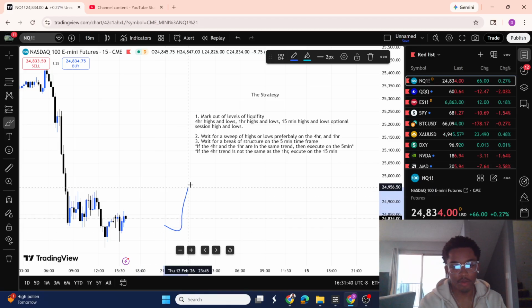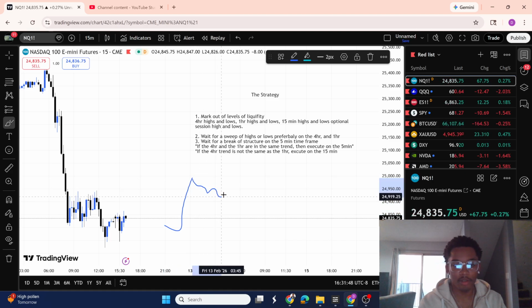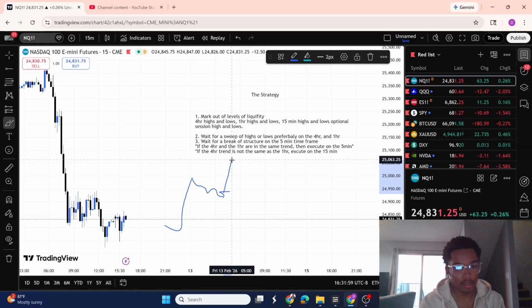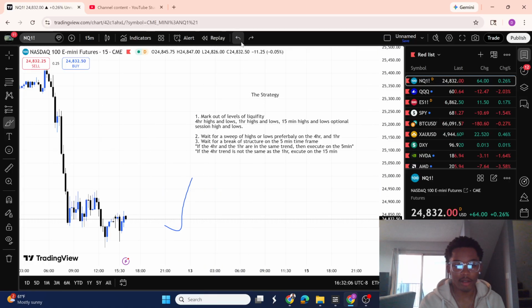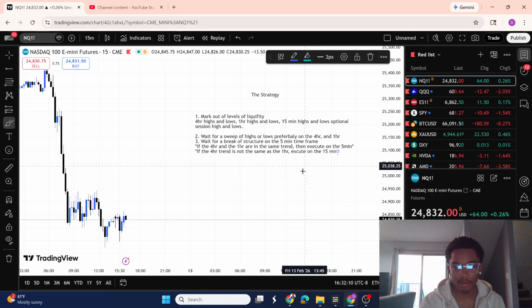So we see, boom. Pretend this is our 4-hour blue candle. This downtrend, these lower highs, lower lows, would be a 1-hour. And then boom, if we see a break of structure right here on the 15-minute, now we can enter here and then take profit at these highs, and continue to go higher.